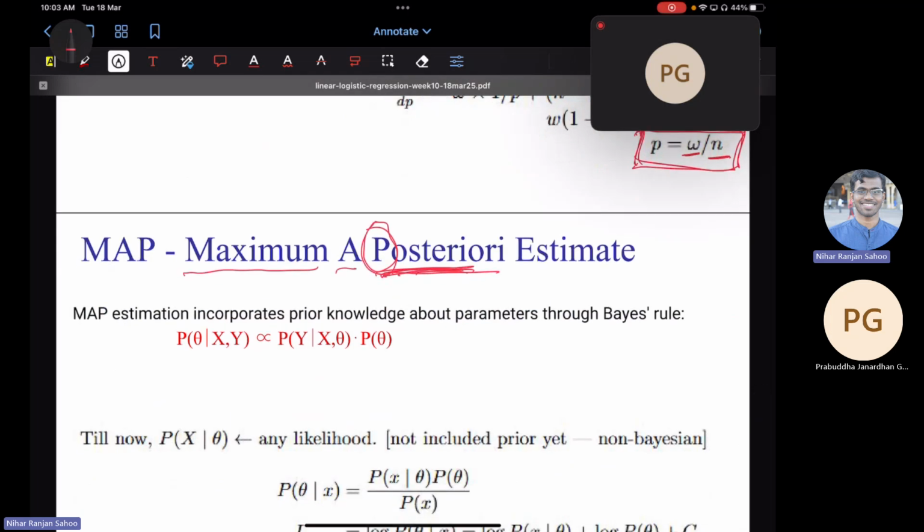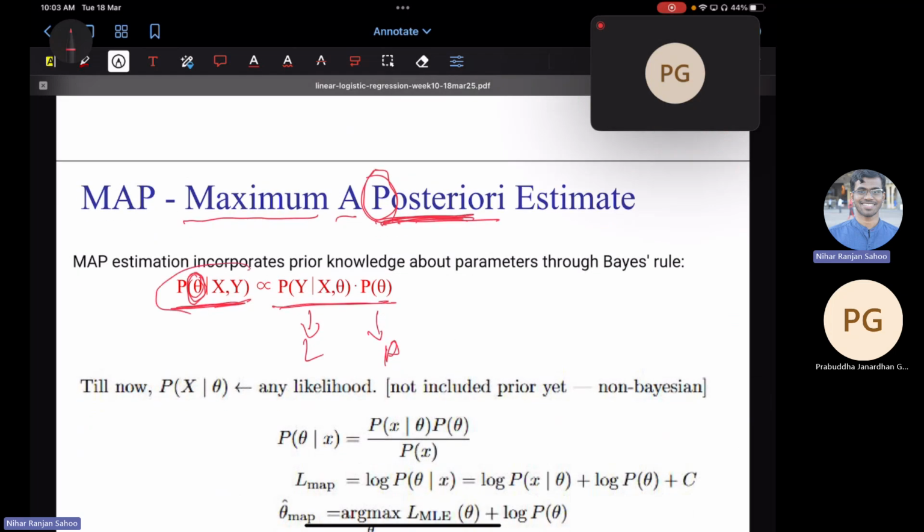So if you see what the posterior is, what you have to maximize is theta, right? This posterior formulation can be broken down using Bayes theorem into probability of y given x and theta, times probability of theta. Here we discuss this as the likelihood and this as the prior, right? So now we have to maximize this term.